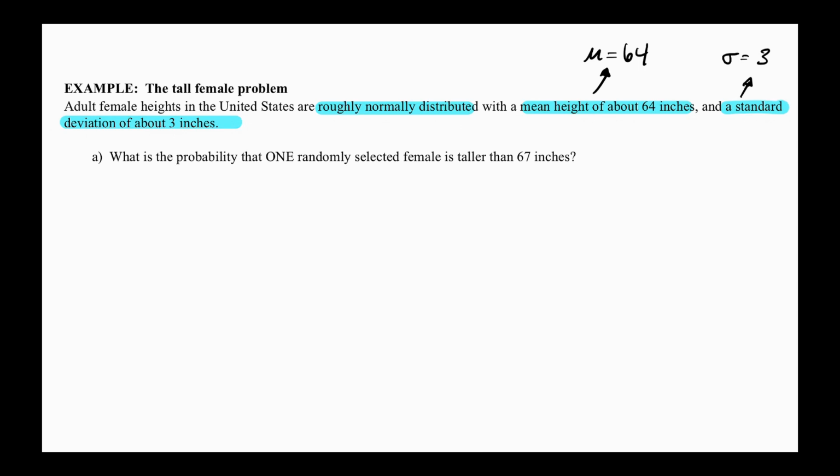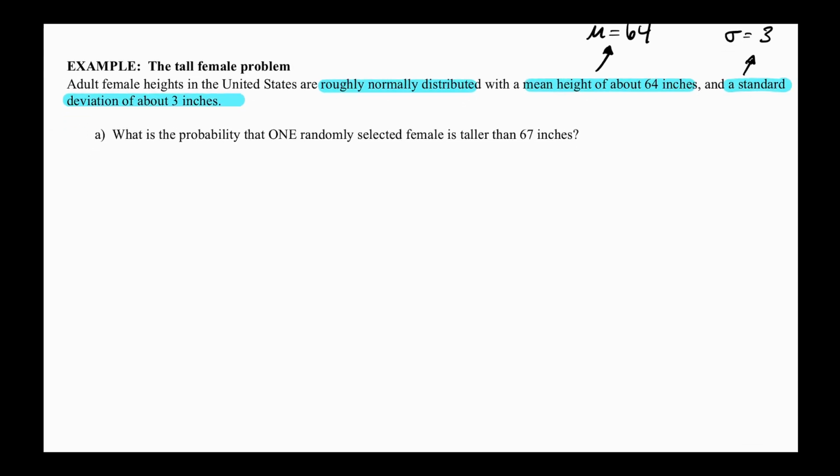But why is the first one important? We'll skip it. We'll come back to it. We'll come back to why it's important. You'll find out why it's important.